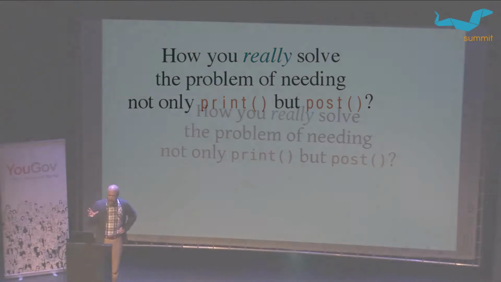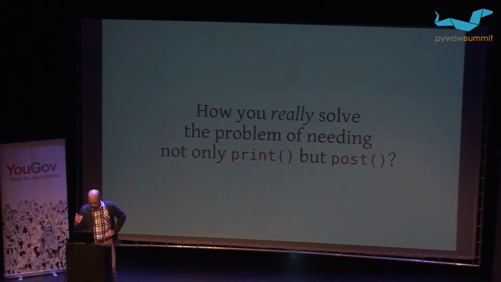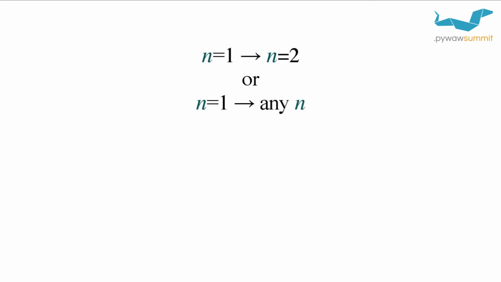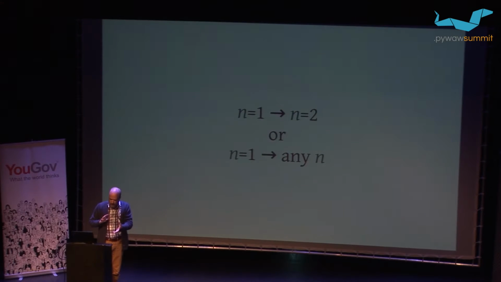So, when your supervisor comes and your routine that was previously printing now needs to post instead, how do you really solve the problem without mock.patch? The problem of needing not only print but post. Now here, you'll be helped if you've developed an instinct or a skill that many programmers develop in their first year or two, which is whenever you're faced with an n=1 situation, your code can do one thing, handle one case.